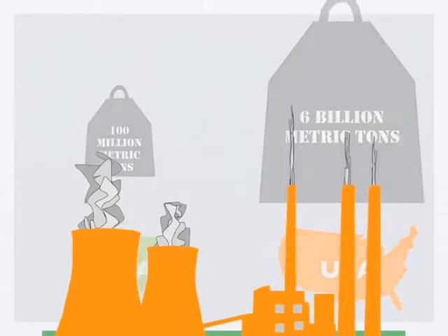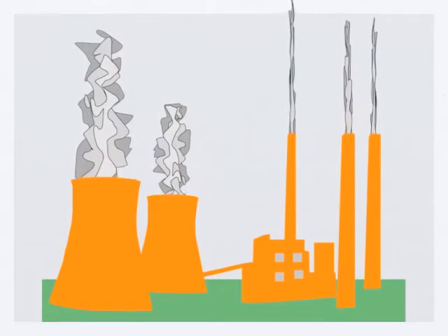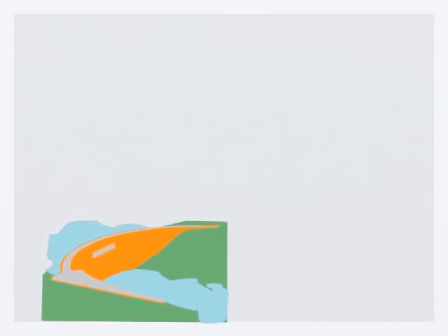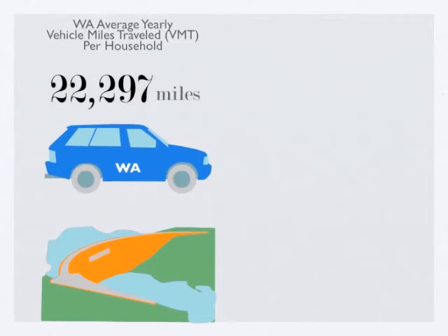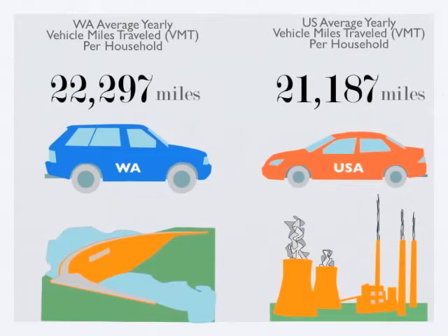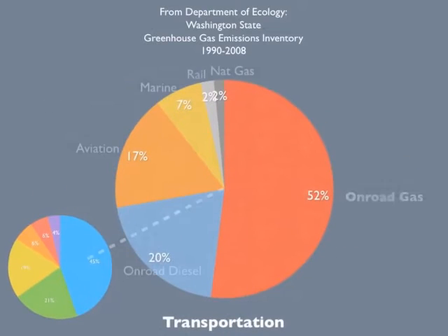In most states, coal burned to generate electricity is the main source. But in Washington, most of our electricity is generated by hydroelectric dams. Also, the amount of miles driven per household is greater here than the United States average. That's why the most recent climate assessment by the Department of Ecology shows transportation as our number one source of global warming emissions. And if you just look at transportation, the majority of that comes from gasoline burned in cars.